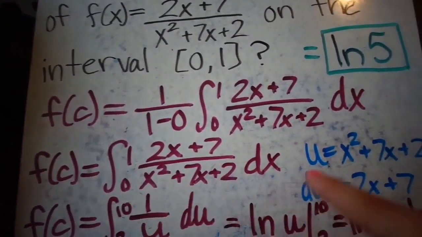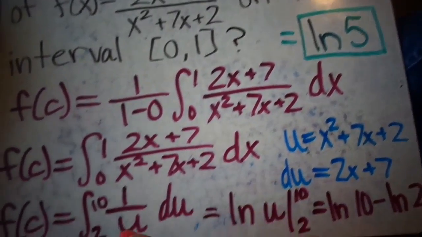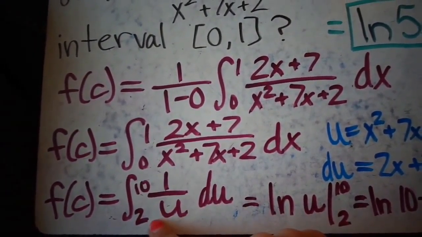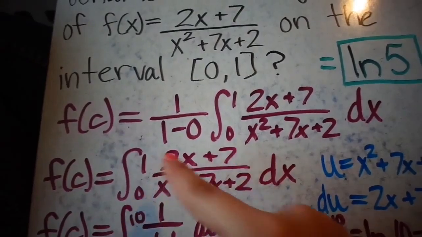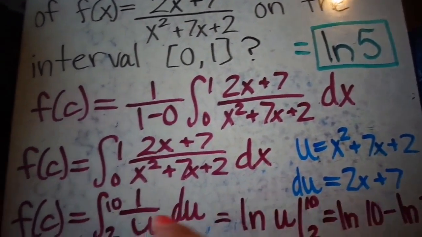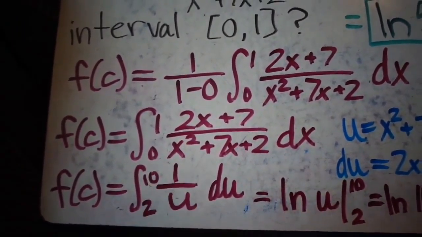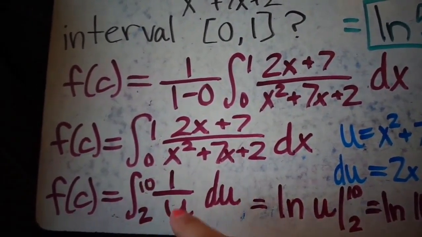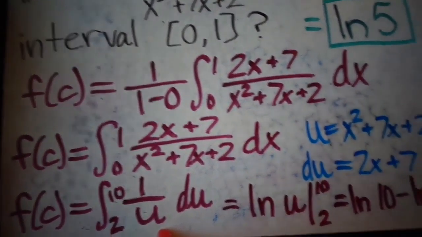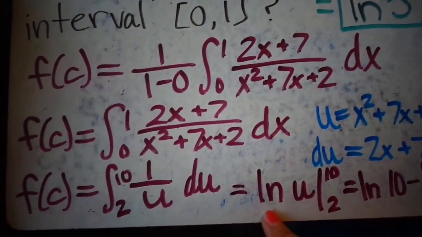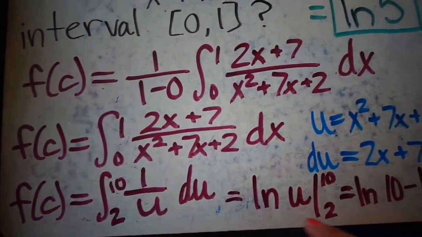So when you substitute 0 for the x, you get 2, which becomes your new lower limit. When you substitute 1 for the x, you get 10, which becomes the new upper limit. Okay, so we know that the antiderivative of 1 over u equals natural log of u. And we still have our limits, 10, 2.